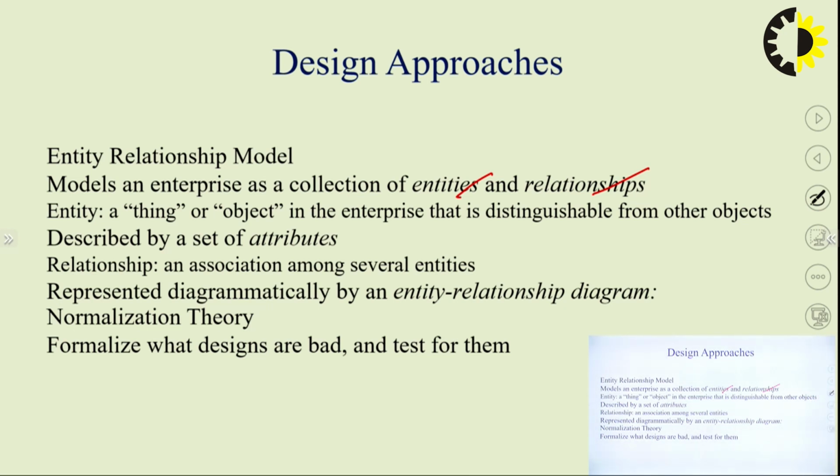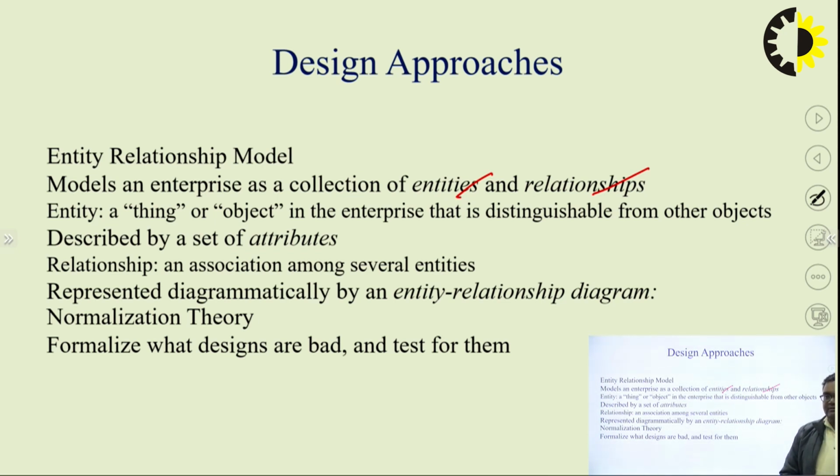What do we call an entity? An entity is a thing or an object in the enterprise that is distinguishable from other objects. If we categorize something into a group, we call it an entity. It can be an object or a thing. These entities can be described by a set of attributes.